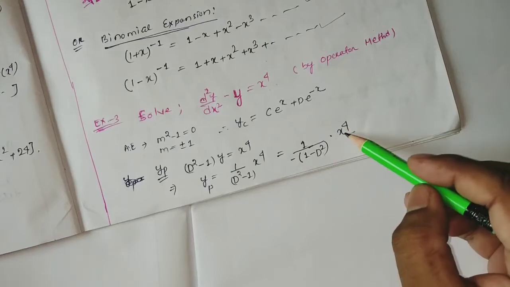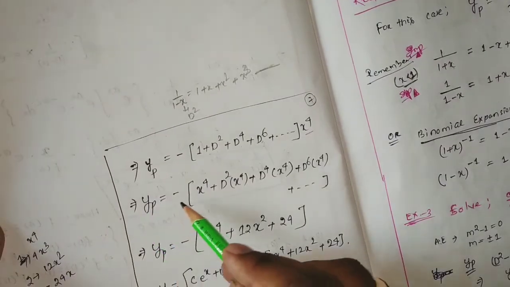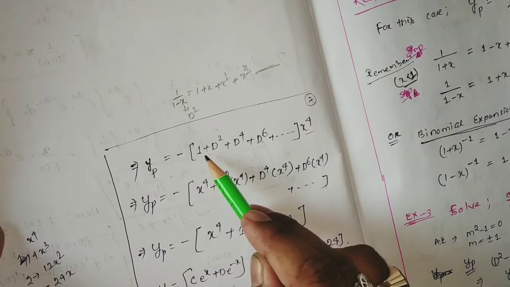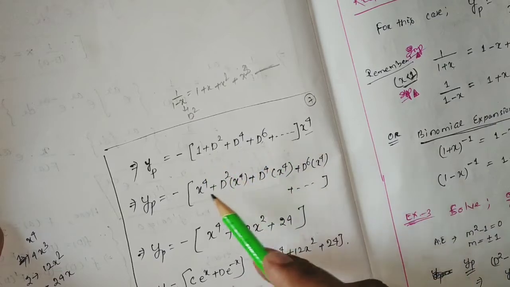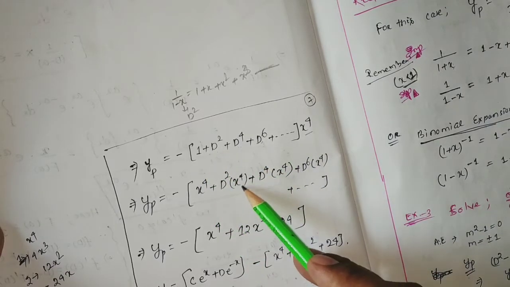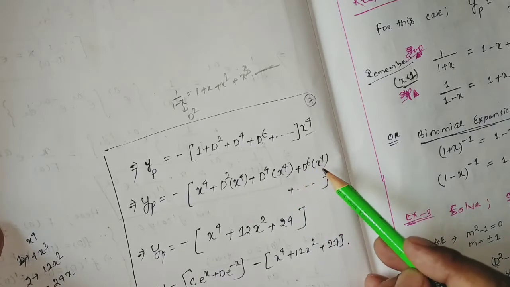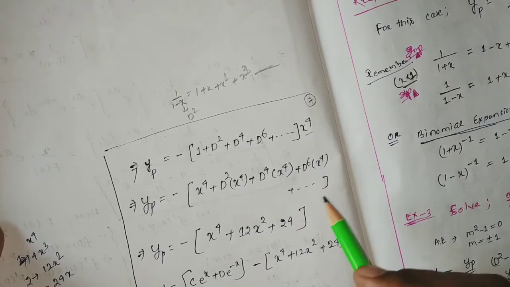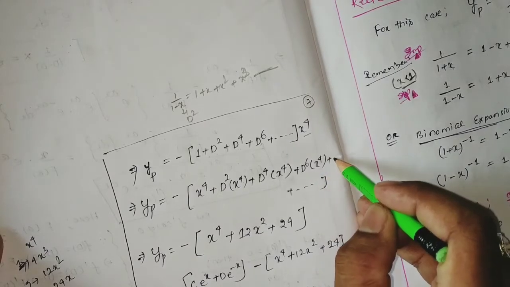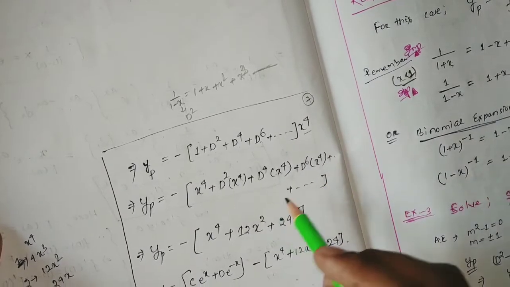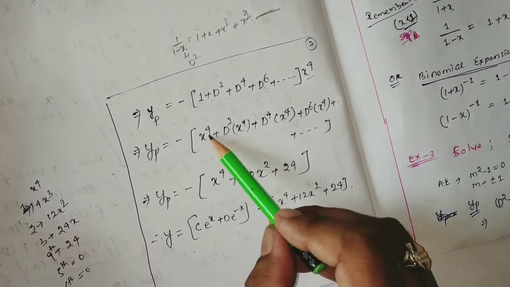The given function, right? So now yp will be equal to minus, here I am going to multiply x to the power 4 with each term: x to the power 4, D square x to the power 4, D to the power 4 x to the power 4, D to the power 6 x to the power 4, and so on. But here we have to stop our terms, and now you can understand why. See, x to the power 4 is there.